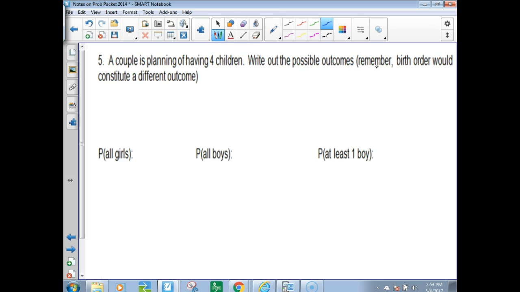A couple is planning on having 4 children. Write out the possible outcomes. Remember, birth order would constitute a different outcome. We're going to write these out a little later in the lesson, so I'm going to show you how to do it without writing the whole list. How many choices do you have for child number 1? How many choices for child number 2? So that so far would have been 4 different ways. How many possibilities for child number 3? And then child number 4. So that actually comes out to 2 to the 4th, or 16 possible outcomes.